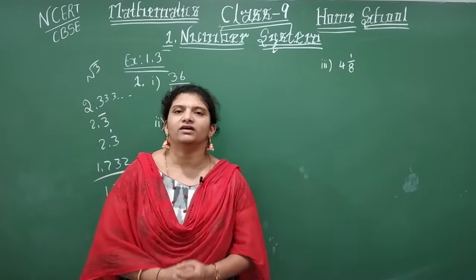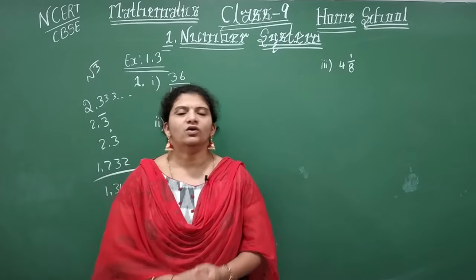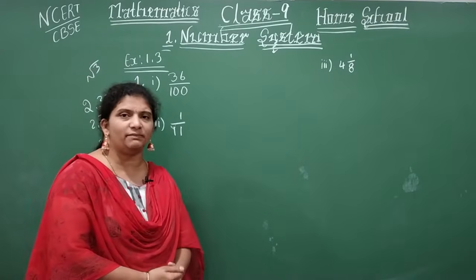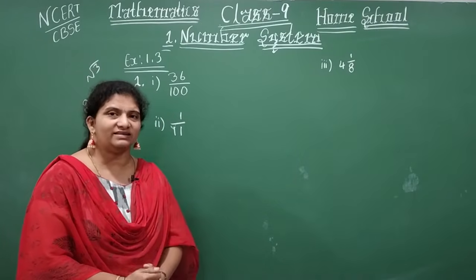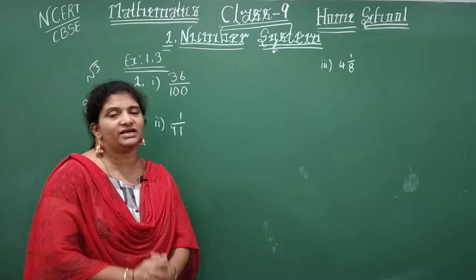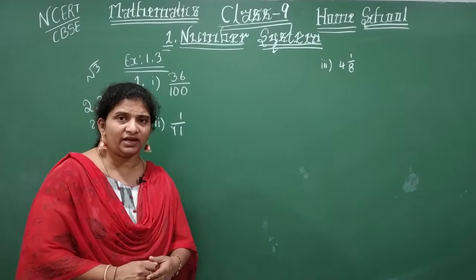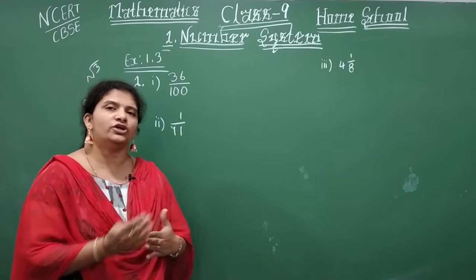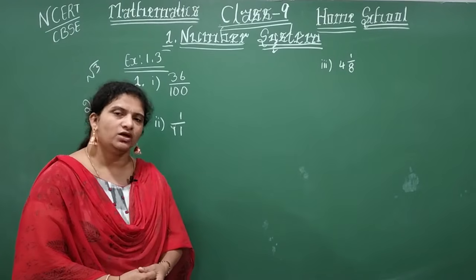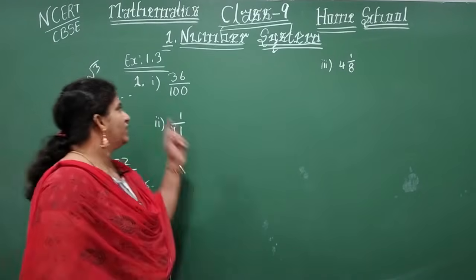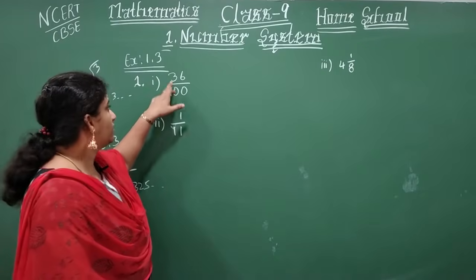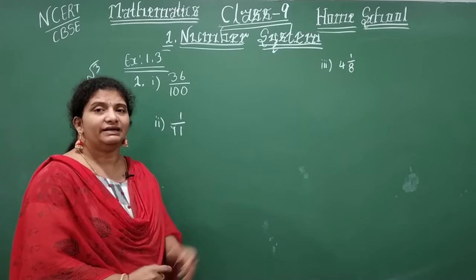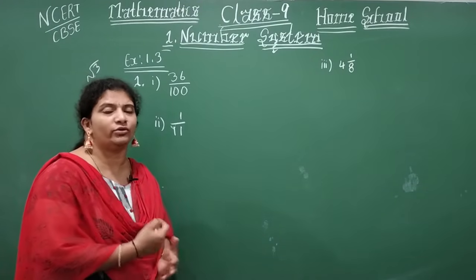Okay, let's start with our third exercise here. What's your first question? Convert the rational numbers into decimal form and say which type of decimal it is. Either it is a terminating decimal, or non-terminating, recurring, non-recurring decimal. You should identify by doing the problems. Okay, children, let's start the problems here. Look here, first problem. 36 by 100. 36 by 100. Directly we can write, children. No need of doing any division.